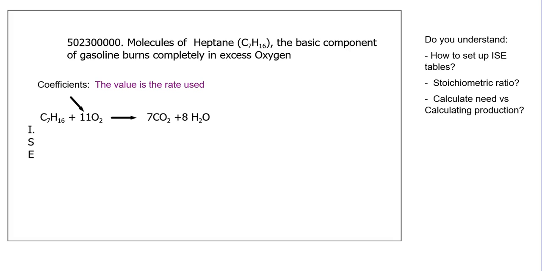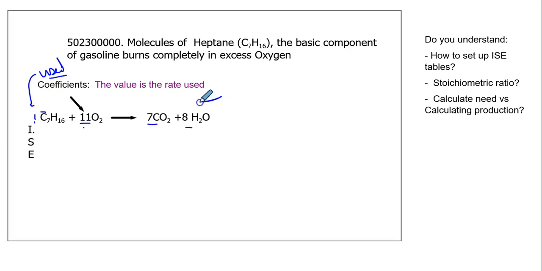Alright, so another question. We're kind of moving in the same direction, but we have this number of molecules of heptane, the basic component of gasoline, which burns completely in excess oxygen. So a couple things here. What do the coefficients mean in these problems? I got 1 here, I got 11 here, I got this and this. I often refer to this as the rate used. This is a rate that you're consuming it. The ratio, for one of these, I consume 11 of these, is the rate used.